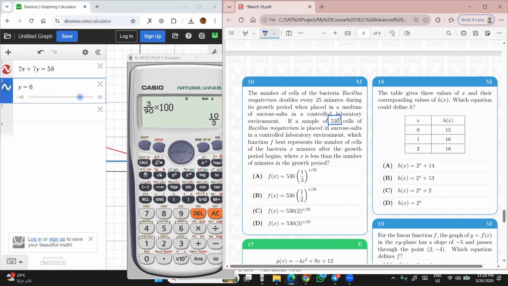So of course, we have some keywords here in the question. Doubles, every, we have these cells placed, maybe you can consider as the value of the initial amount. And then we can consider only these. So double, if you remember the formula of the exponential function, y is equal to a b to the power of x over c.